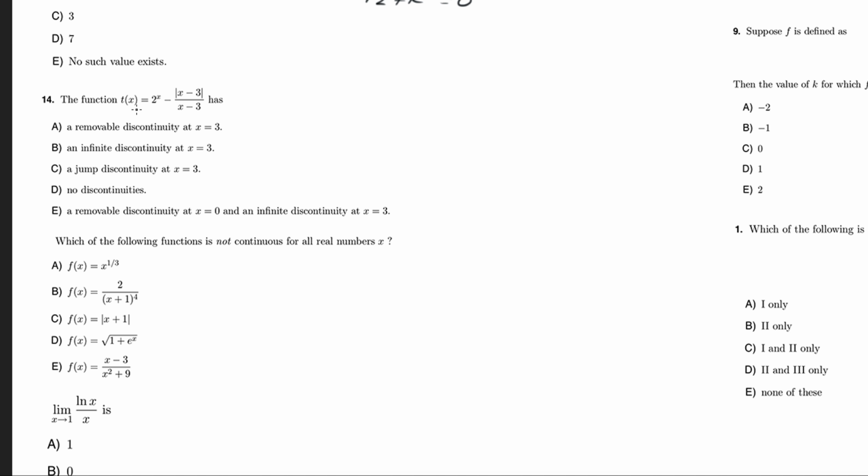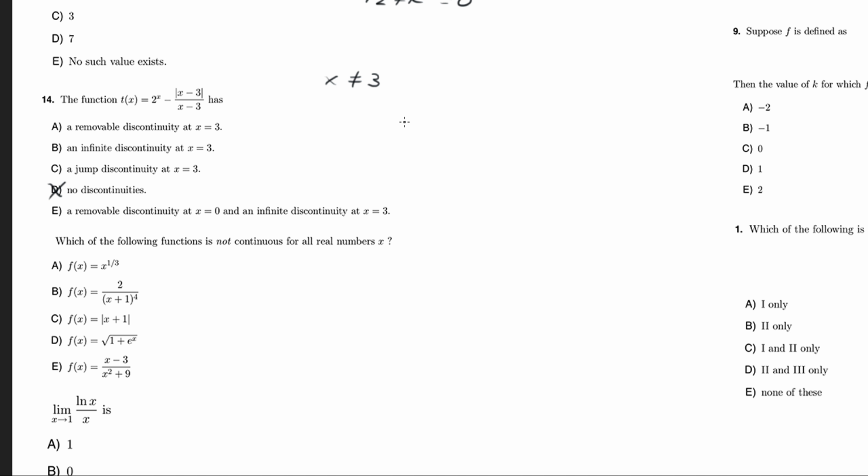Here it says the function t of x equals 2 to the power of x minus absolute value of x minus 3 over x minus 3 has. Okay. Clearly, x can't be 3, right? By definition. Therefore, we have a discontinuity. Now we need to identify which one is it. So it's not D. Okay.